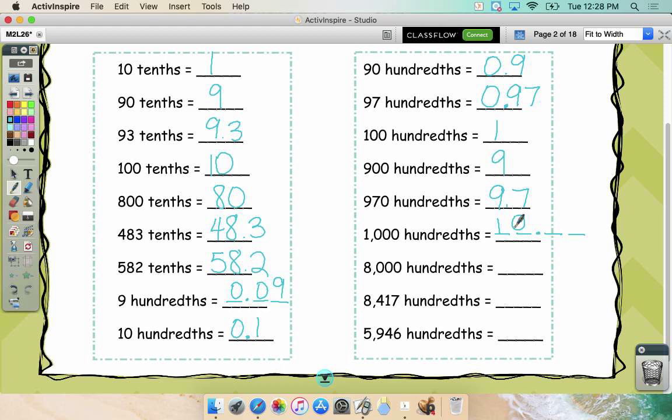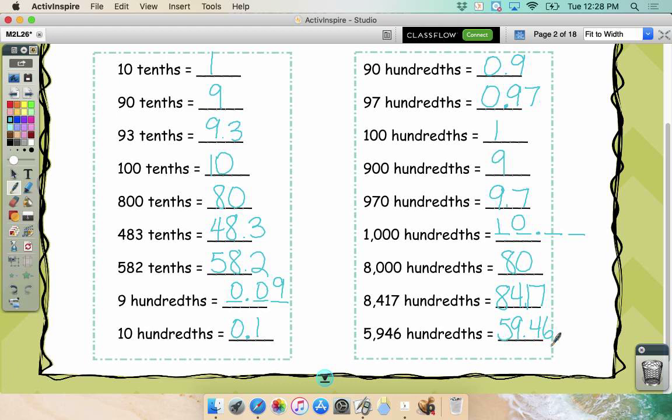Table 2. 80. Table 5. 84. Good. Oops, I forgot my 1. And table 3. 59.46.